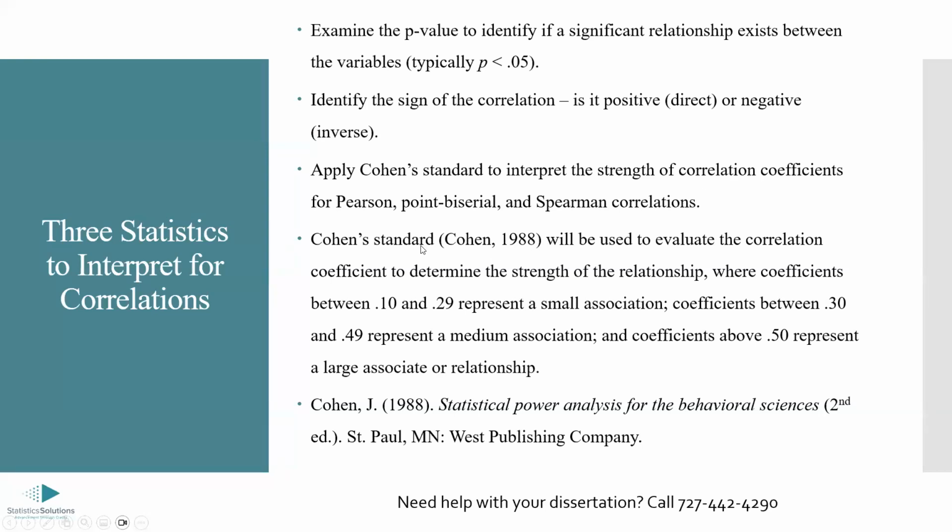I've included Cohen's standard here, which is a common threshold used to identify the magnitude of the relationships. So if the correlation coefficient ranges between 0.1 and 0.29, that is a small association. Between 0.3 and 0.49, that's a medium or a moderate association. Any correlation coefficients larger than 0.5 are a strong or a large association.